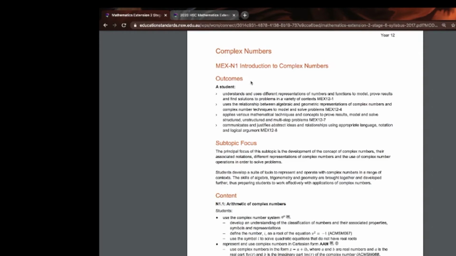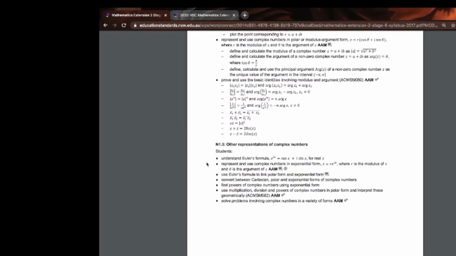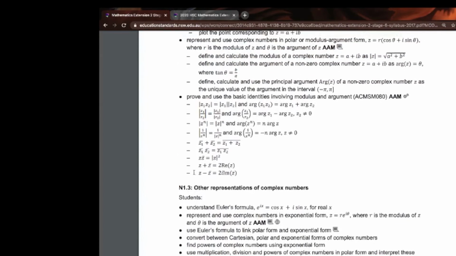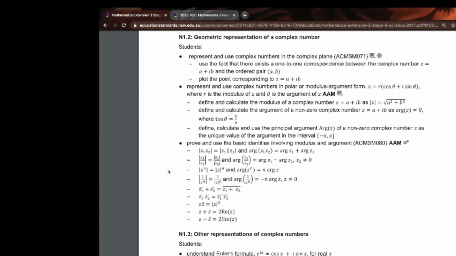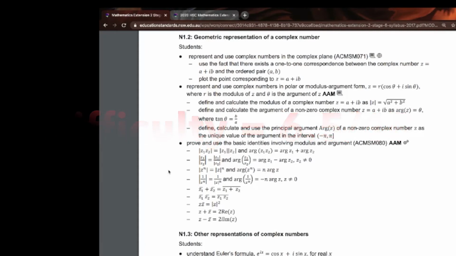We've got first, the introduction to complex numbers. This is basically an outline of complex numbers, what they are, some applications, some different forms of complex numbers. There's three forms. We've got the Cartesian, the polar, and the Euler form. We've got some identities, and then just solving problems with the complex numbers. I would rate this first bit as a 6.5 out of 10 on my scale, where 10 would be the hardest topic in the courses. This same scale I will use for the Advanced and Extension 1 courses once we get to them.